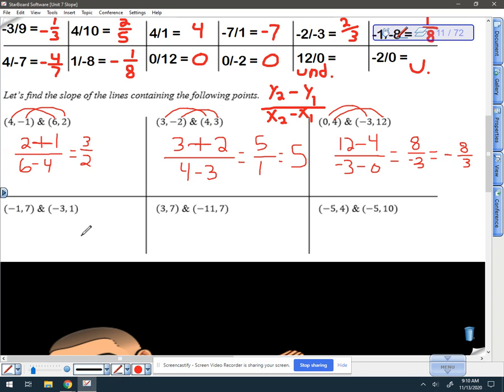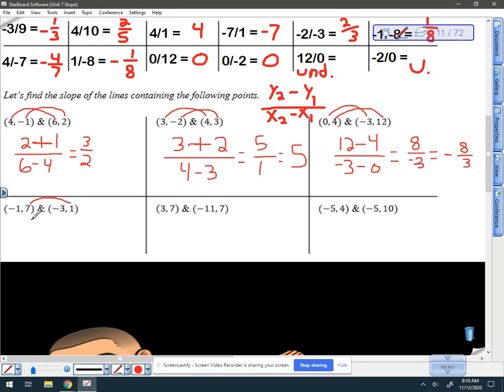So I want you to pause the video and work on these three. Look at them, figure out what the answer would be, write it down, and then we'll check to see if you get it right. So go ahead, pause the video. Hopefully you've paused it and you've done these problems by now. So let's take a look at what the answer would be.